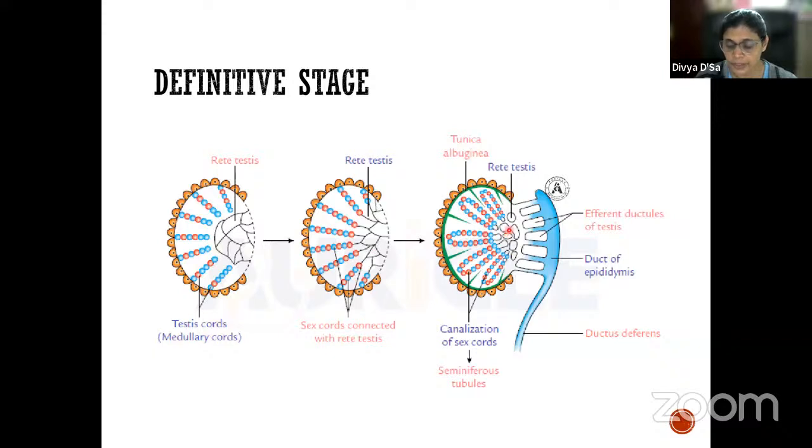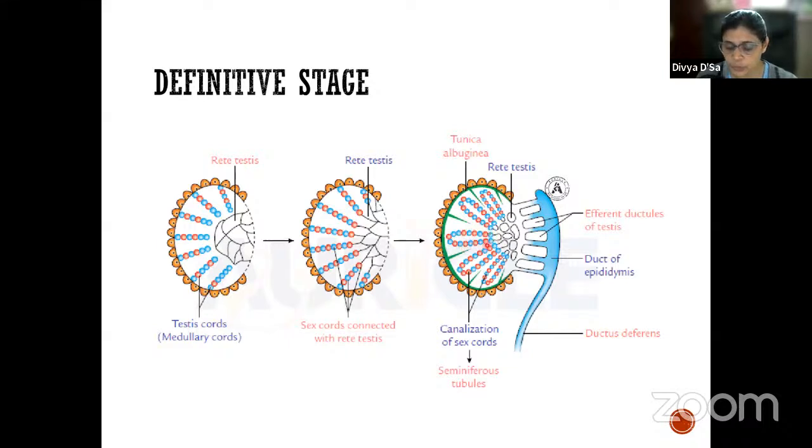So in the fourth month of intrauterine life, around the 16th week, communication is established between the seminiferous tubules and the rete testis. Now the seminiferous tubules are lined by, if you see here, some cells which are bluish and some which are red.